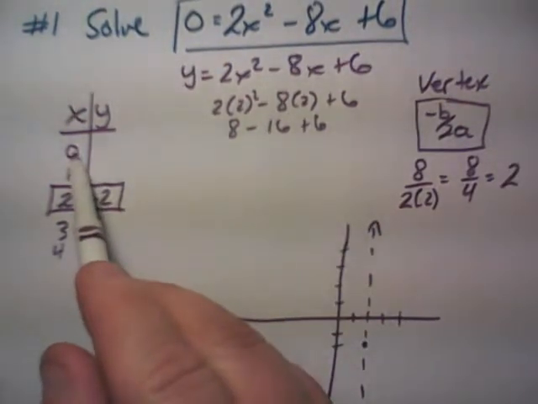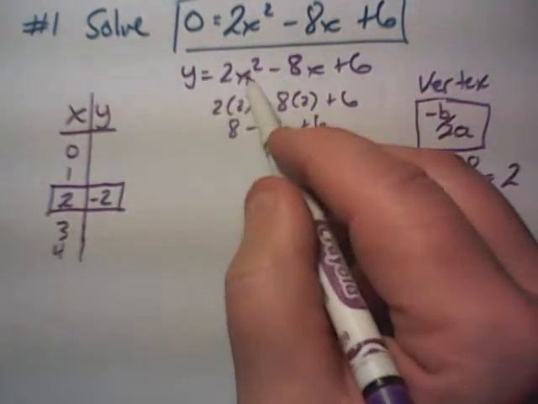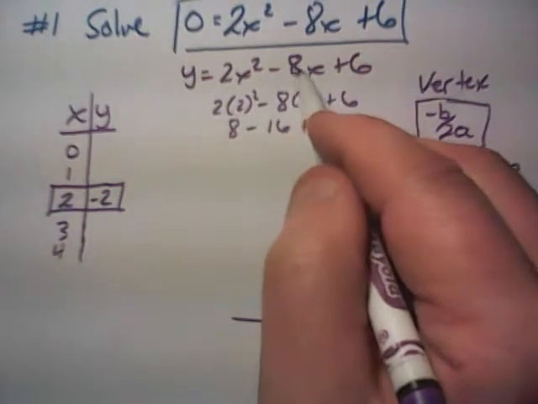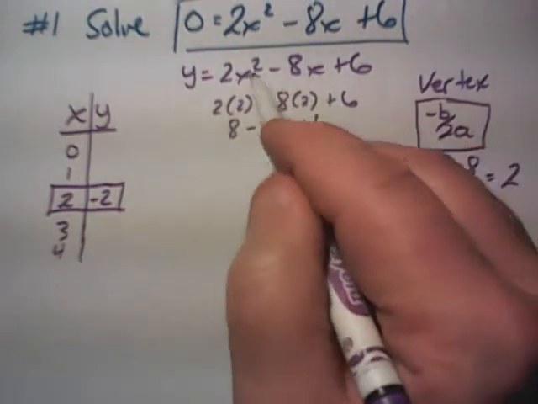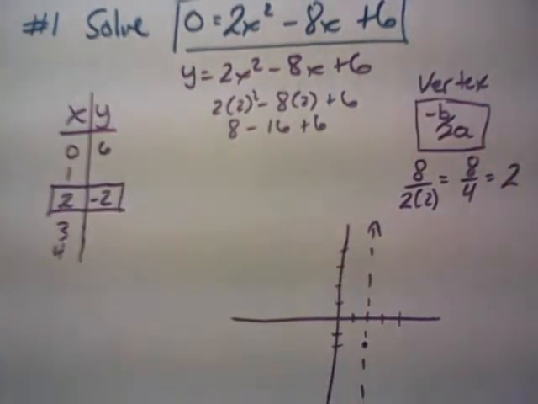So let's start with 0. Let's start with 0 here and plug in a 0. I think we can do this without actually writing it out. 0 squared is 0, times 2 is still 0. Minus 8 times 0, that's 0. So we have 0 minus 0 plus 6, which is 6.